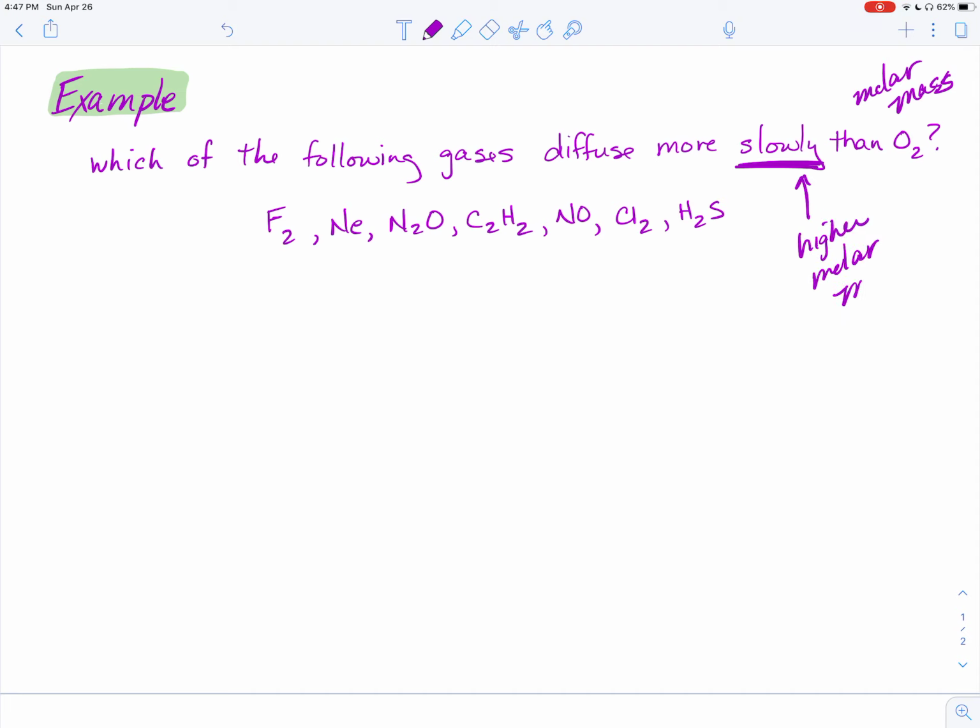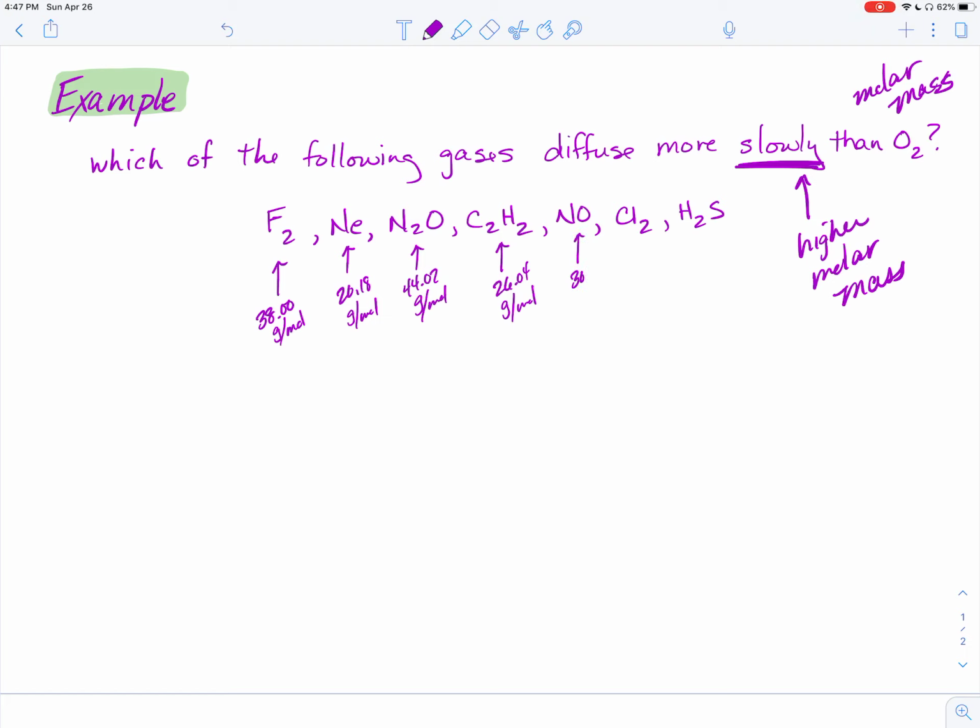And so what you would have to do is go through each one of these gases and calculate their molar mass. So F2 has a molar mass of 38.00, and all of these are in units of grams per mole. Neon is 20.18 grams per mole. N2O has 44.02 grams per mole. C2H2, or acetylene, is 26.04 grams per mole.